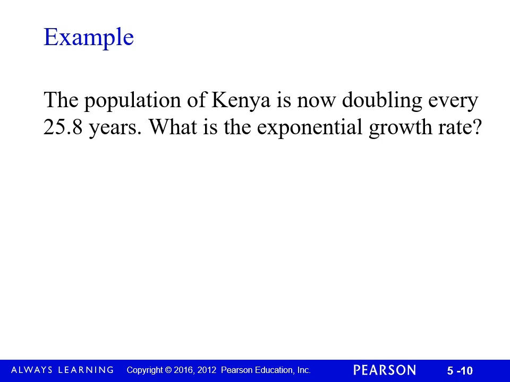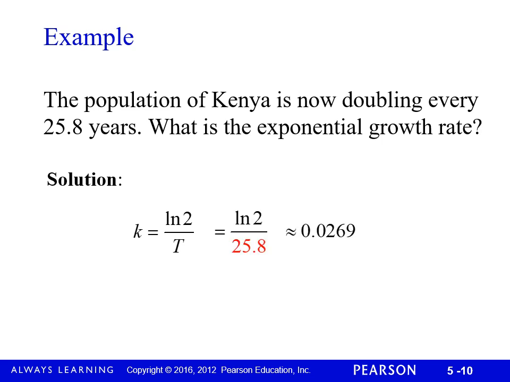The population of Kenya is now doubling every 25.8 years. What is the exponential growth rate? So here we have T equals the natural log of 2 over k. The growth rate equals the natural log of 2 over the doubling time. We've got the doubling time, so we just plug that in. We put it in our calculator and we get 0.0269, which is approximately 2.69%.